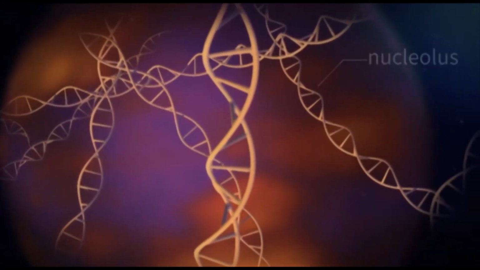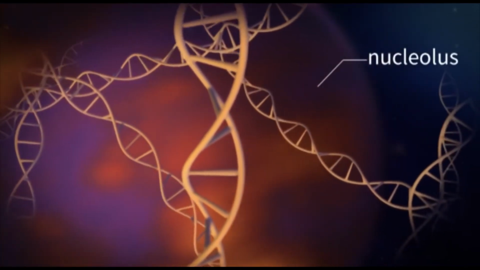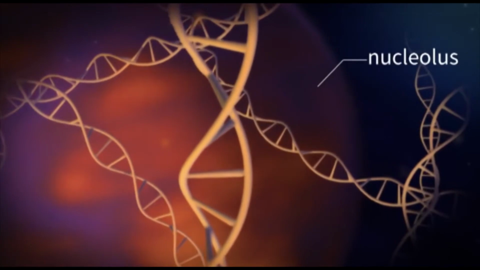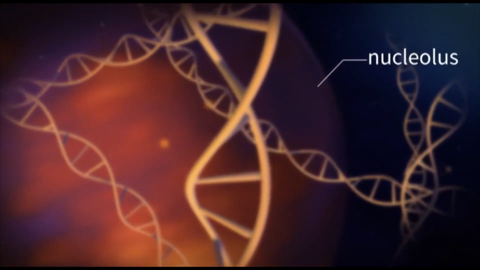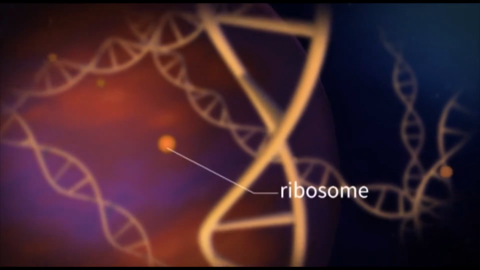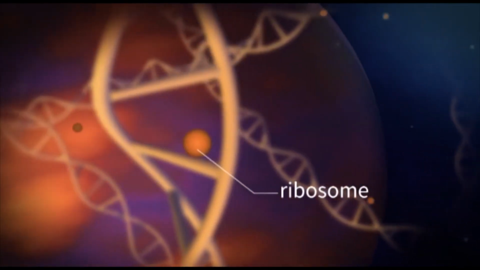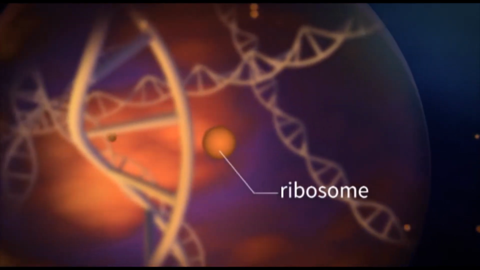The nucleus consists of nucleolus. The nucleolus is a small, dense spherical structure. The nucleolus is a ribosome production factory. Ribosomes are organelles important for protein synthesis. They are found in the cytoplasm, and some of them are attached to the endoplasmic reticulum.